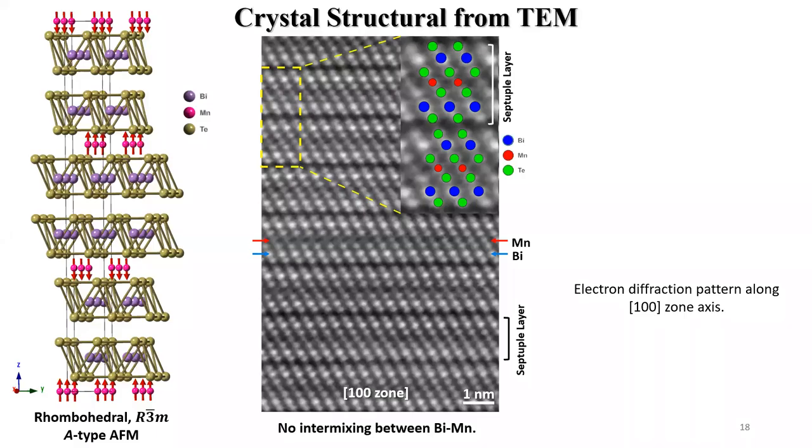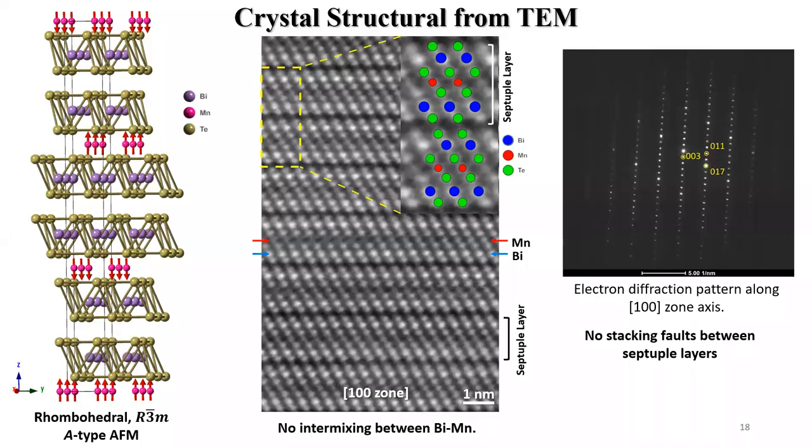Okay, we also studied the crystal structure from the TEM measurements. As you can see here, the TEM image shows that the crystal structure is almost exactly the predicted structure. And from the electron diffraction pattern along the [100] zone axis, we do not have stacking faults in between our septuple layers, so it's pretty nice. And here, from the contrast of each row, we can say that there's no or very low intermixing between the bismuth and manganese.